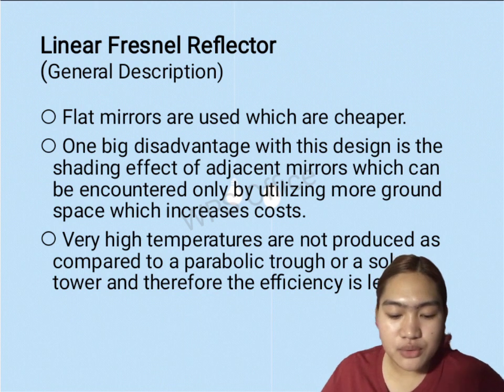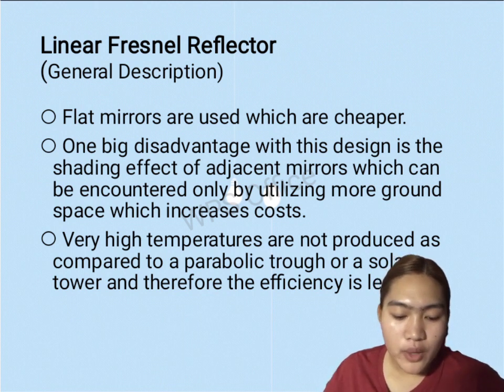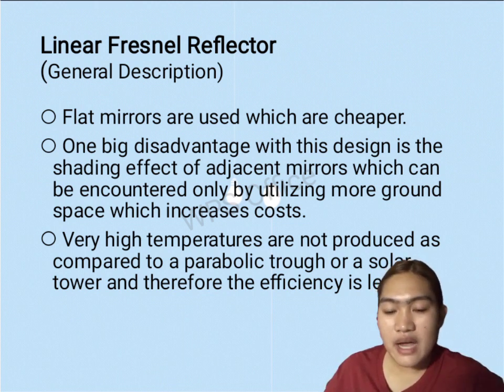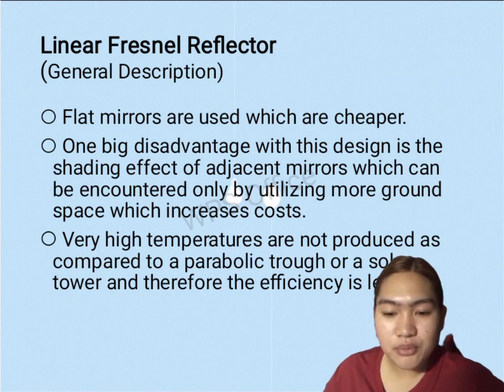Flat mirrors are used which are cheaper. One big disadvantage with this design is the shading effect of adjacent mirrors, which can be encountered only by utilizing more ground space, which increases cost. Very high temperatures are not produced as compared to a parabolic trough or a solar tower, and therefore, the efficiency is less.